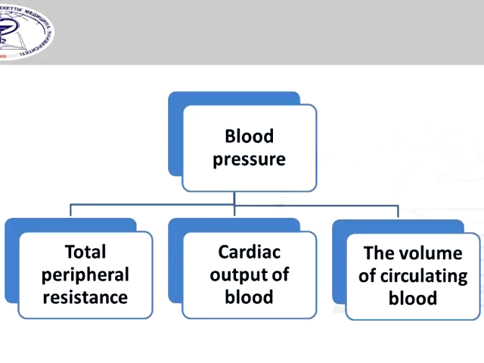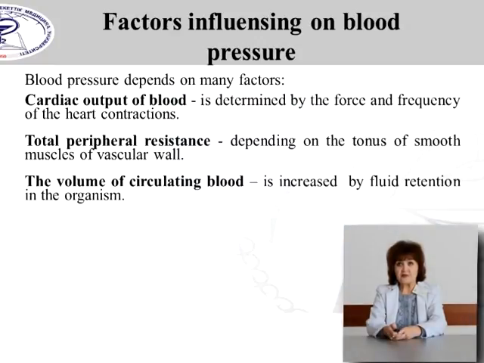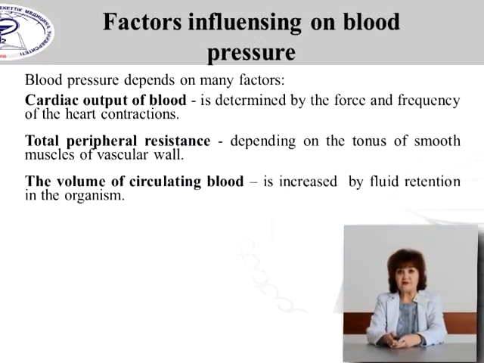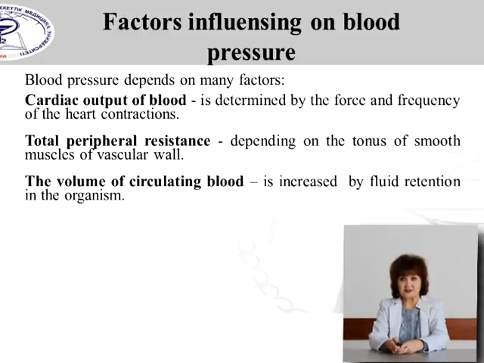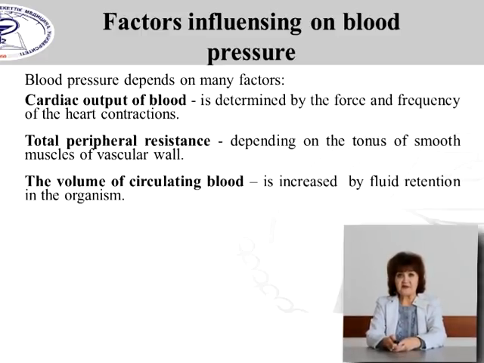What is blood pressure? Blood pressure depends on many factors such as cardiac output of blood, total peripheral resistance, and the volume of circulating blood. Cardiac output of blood is determined by the force and frequency of the heart contractions. Total peripheral resistance depends on the tonus of smooth muscles of the vascular wall. The volume of circulating blood is increased by fluid retention in the organism.